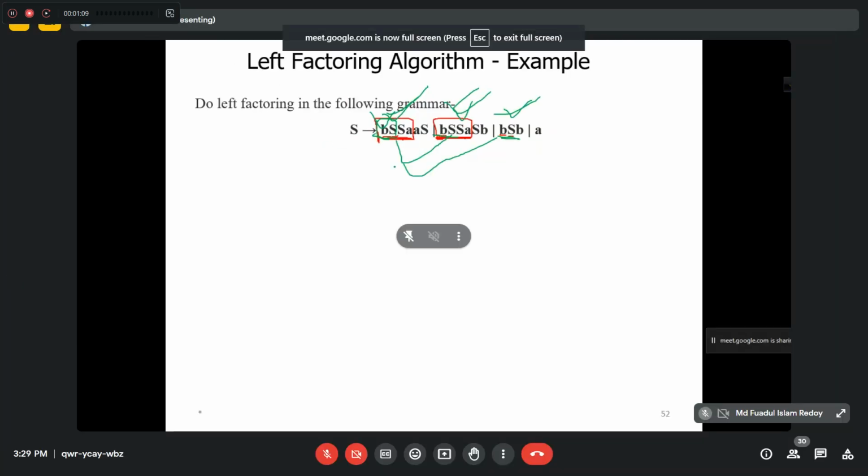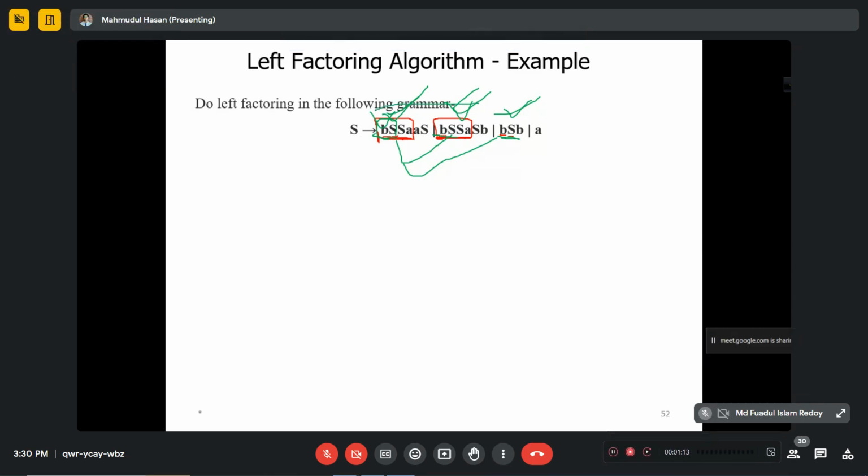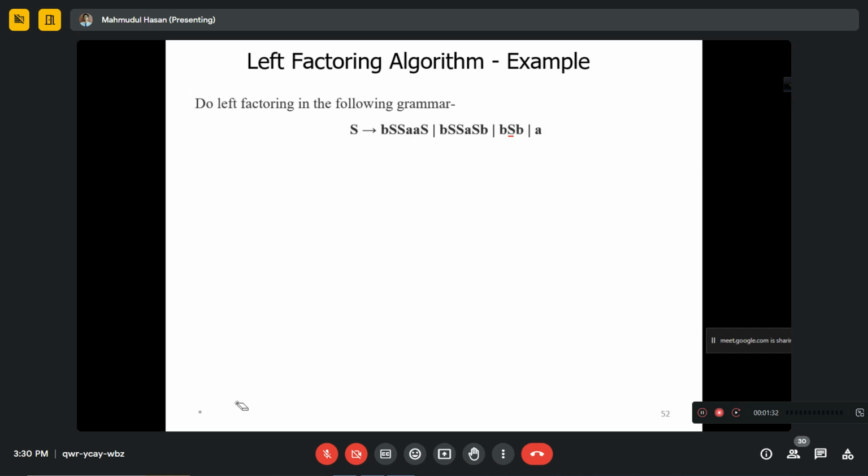Everyone? Yes, sir. And this is very important. Suppose you consider these two, no problem. The ultimate answer will be the same, but this one requires more operations to do this work. So it's better to take more production rules at first. That is actually the three. That is this one, and this one. And now the common is BS.